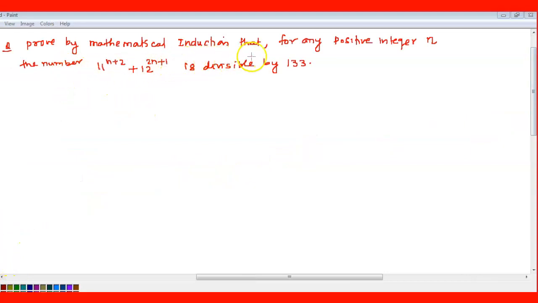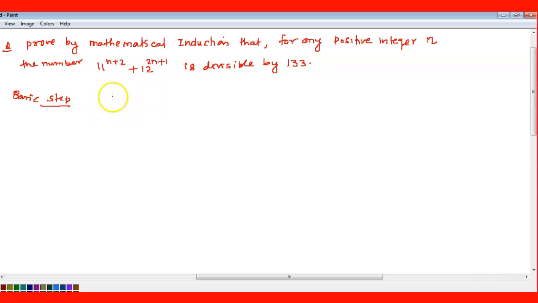Prove by mathematical induction that for any positive integer n, 11 to the power of n plus 2 plus 12 to the power of 2n plus 1 is divisible by 133. So what it means here, this one we can write as a 133 multiple, any number which is divisible by 133. Okay, so first we will start from the basic step.